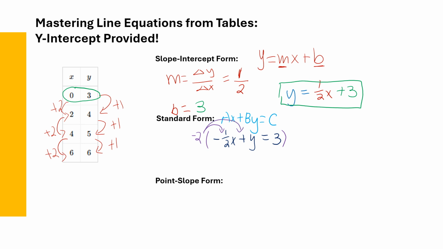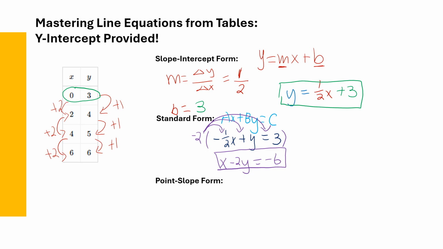So we have to do it 3 times. Negative 2 times negative 1/2 gives us 1. You don't really have to write 1x, just write x. Negative 2 times y is negative 2y, equals negative 2 times 3, which is negative 6. And that is my standard form.